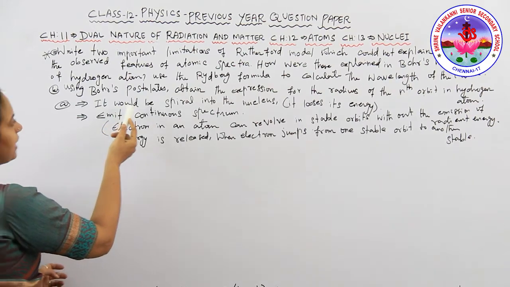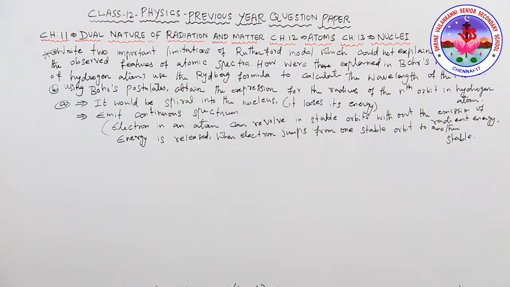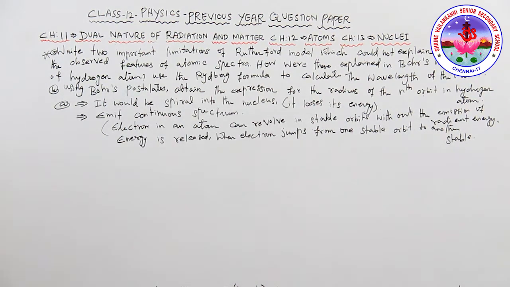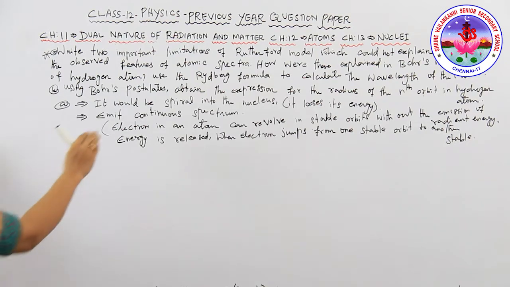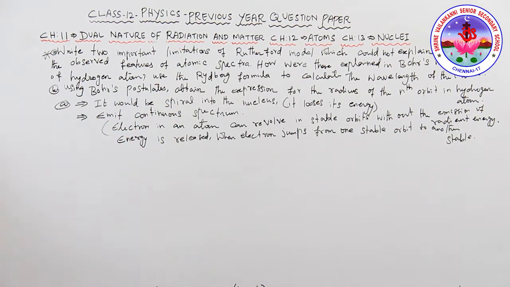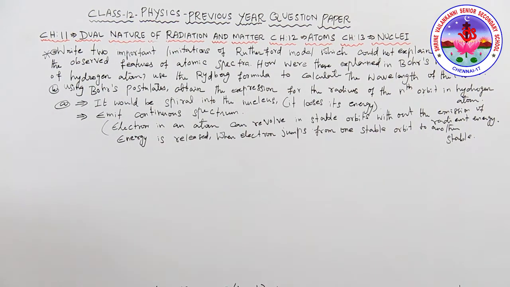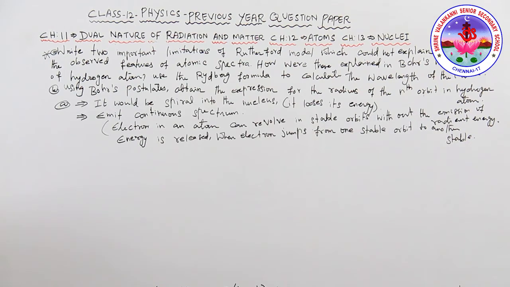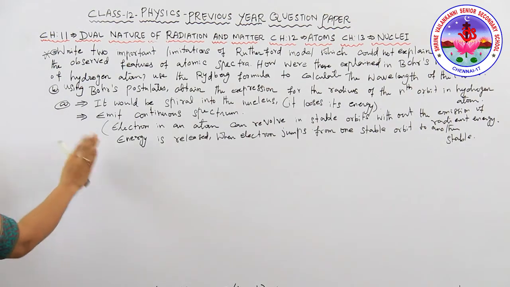See, the first point says that it would spiral into the nucleus. That means it loses its energy. The electron is moving in a circular orbit around the nucleus, so it would get accelerated. Therefore we are saying that it would spiral into the nucleus, and it must emit continuous spectra only. According to Bohr's model of the hydrogen atom, the electron in an atom can revolve in certain stable orbits without the emission of radiant energy.